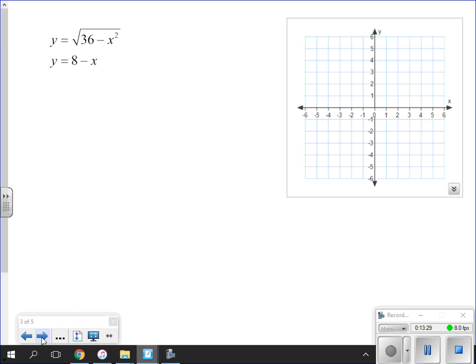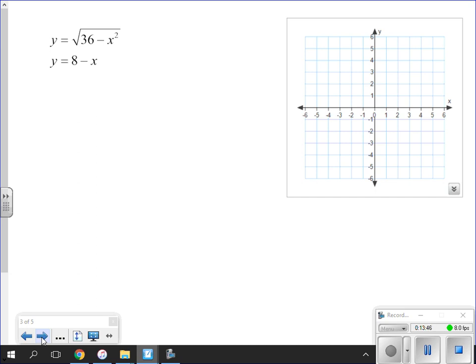Bottom equation, that's easy, right? What does the bottom equation graph out to be? The line. The X and Y intercepts are 8 on this one. So that's kind of off. The intercepts are off. The whole graph is just kind of over here somewhere. I'm not going to worry about that right now. What about the top one?